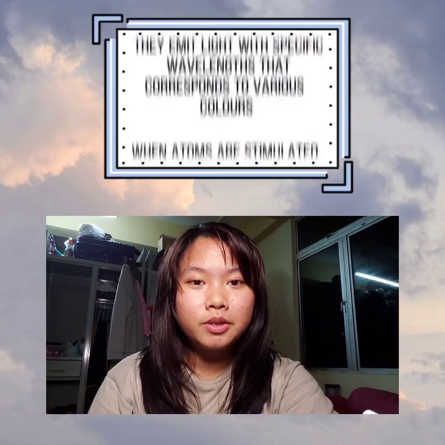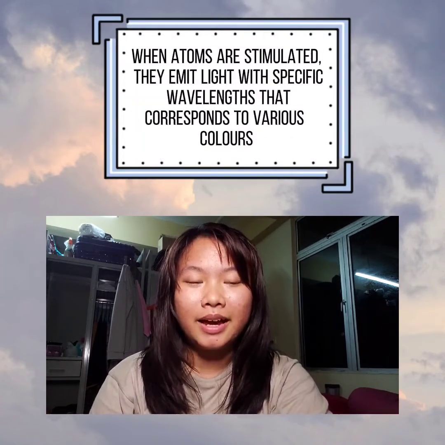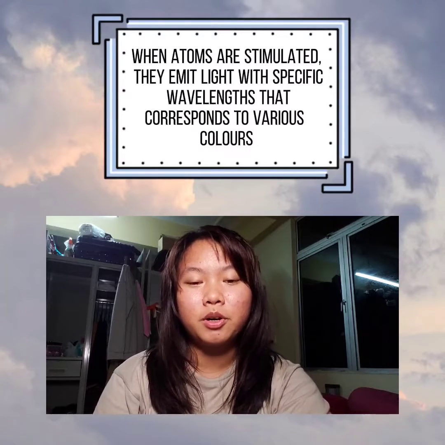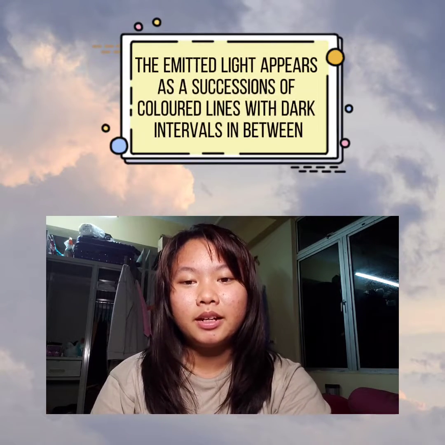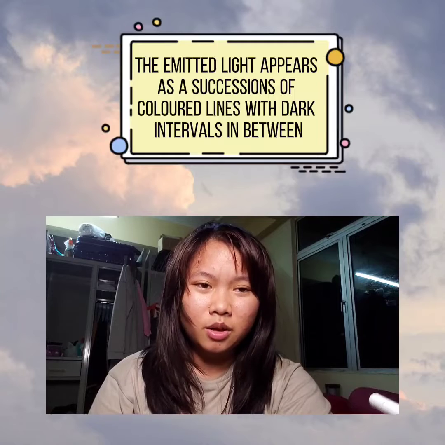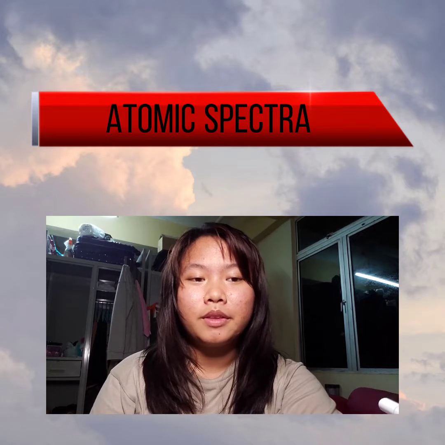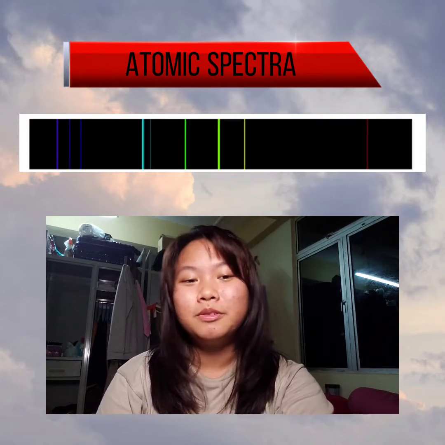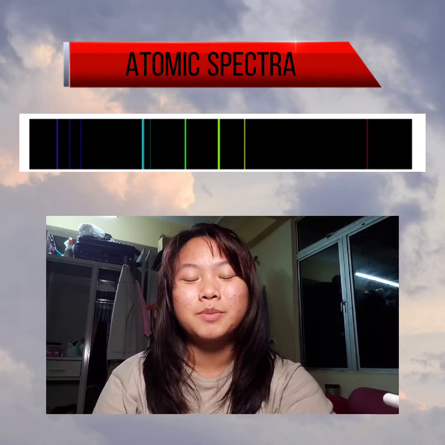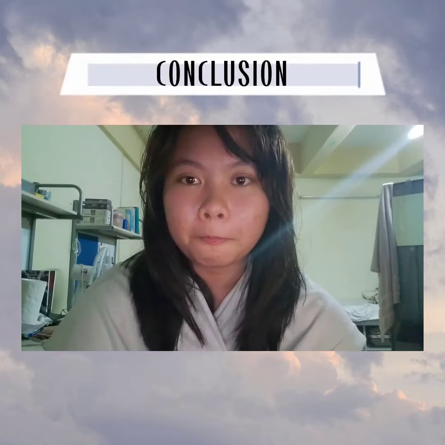Next, I'm going to share about the atomic spectra of silver. When atoms are stimulated, they emit light with specific wavelengths that correspond to various colors. The emitted light appears as a succession of colored lines with dark intervals in between, which is referred to as a line of atomic spectra. Therefore, the image that I've shown right now shows the atomic spectrum of silver.